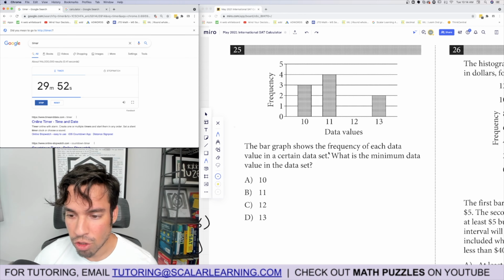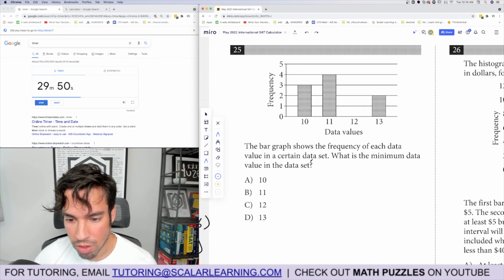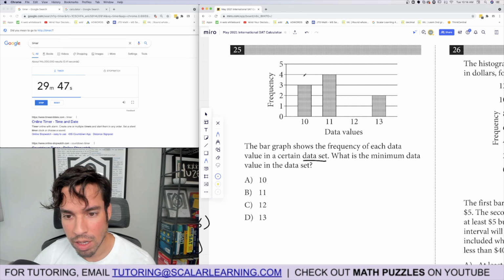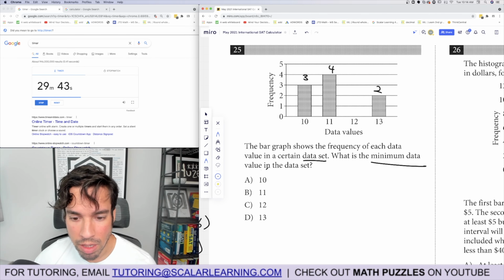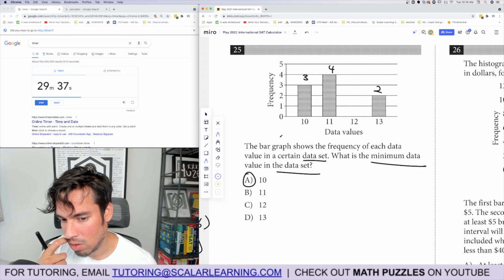The bar graph shows the frequency of each data value in a certain data set. So I got 3 of these, 4 of these, and 2 of these. What is the minimum data value in the data set? 10. Of course. All right. Let me just, seems a little too straightforward.